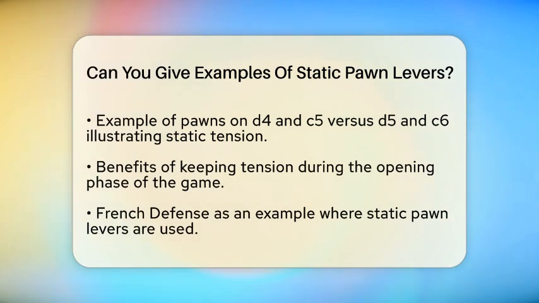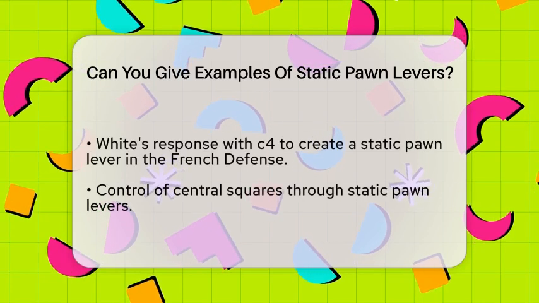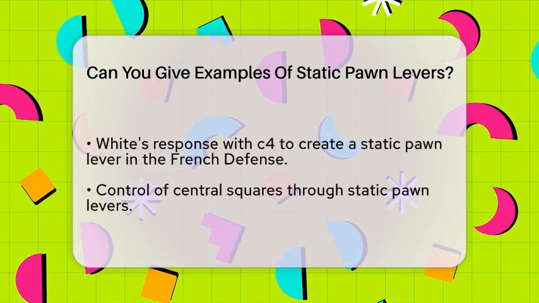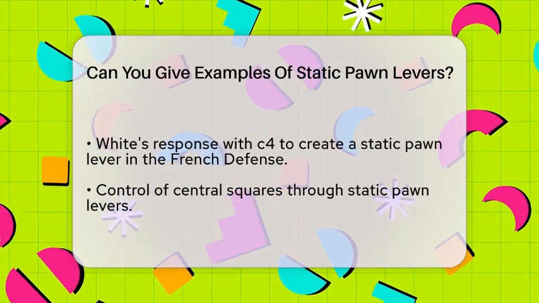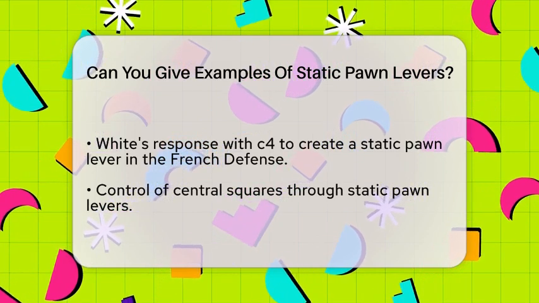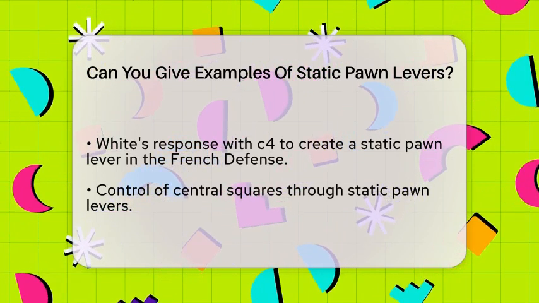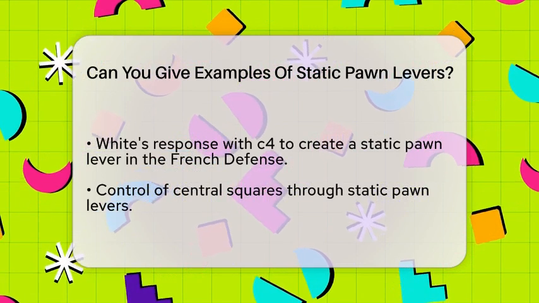Another example can be found in the French Defense. In this opening, black often plays e6 and d5. White can respond with c4, creating a static pawn lever. By maintaining this tension, white can control central squares and limit black's mobility. This setup can lead to a more favorable position for white as the game progresses.